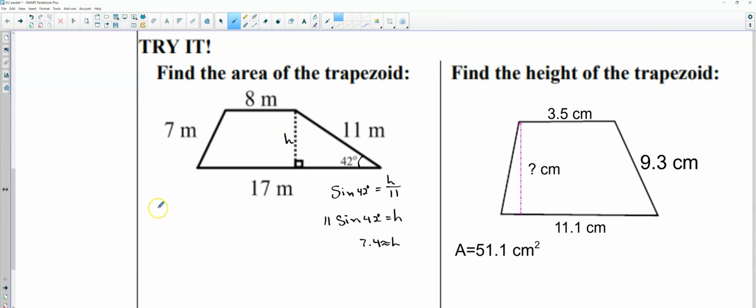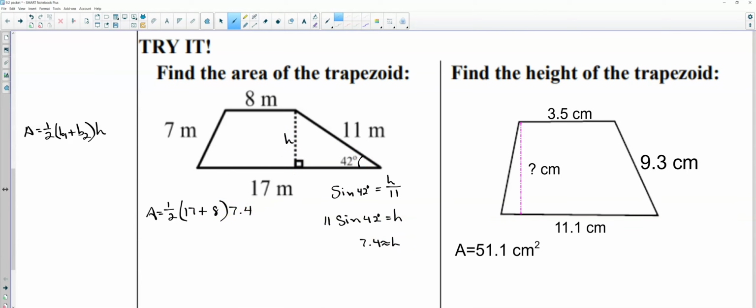So that's the height. The area of a trapezoid, remember, is given by 1/2 times base 1 plus base 2 times the height. So the area is equal to 1/2 times base 1, which is 17 meters, plus 8 meters, times the height. The height is 7.4.